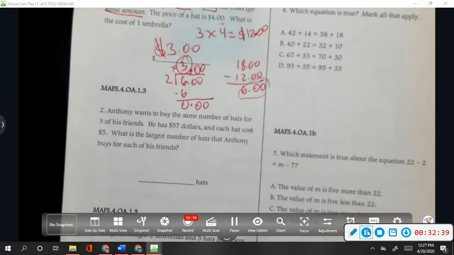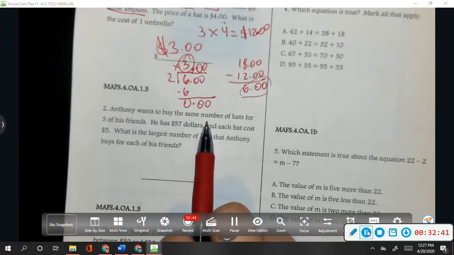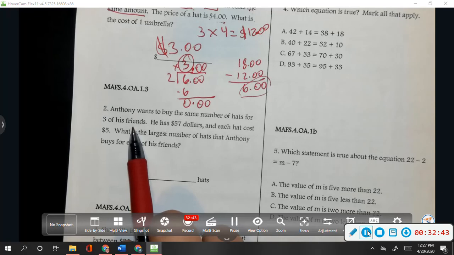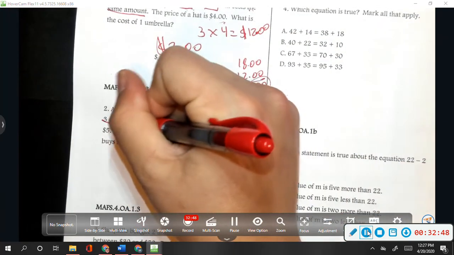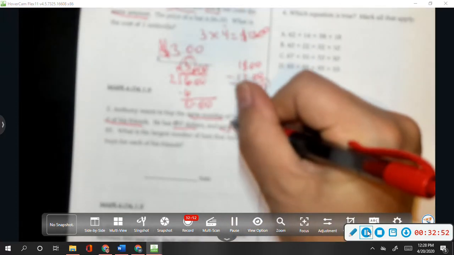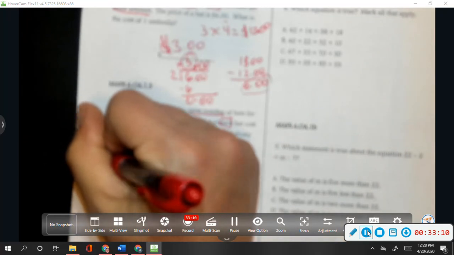Number 2. Anthony wants to buy the same number of hats for 3 of his friends. He has $57, and each hat costs $5. What is the largest number of hats that Anthony can buy for each of his friends? So first we need to take that $57 and divide it into groups of $5, because that's how much each hat is going to cost.